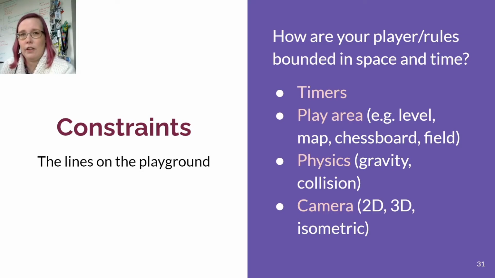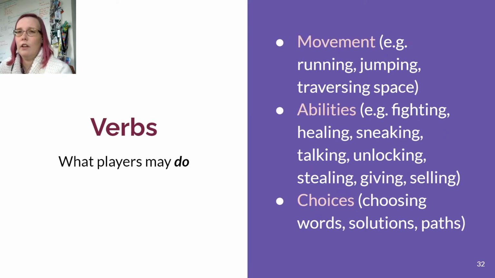And those are decisions that you can start to make as well. So now we get into the nitty gritty, the meat of your game mechanics, as this is the area, the verbs are the area where allowable player actions occur. So this could be movement, like running, jumping, traversing space. And again, you can assign a control to each of those things.